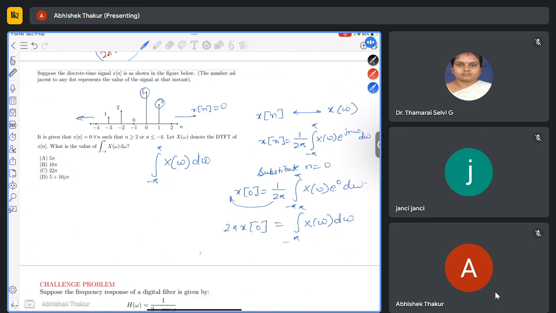So we have to find this. So the answer will be 2 pi into x[0]. And we know that x[0] is given in this question as 5. So the final value will be 2 pi x[0], that is equal to 10 pi. So the correct answer is option B for this question.